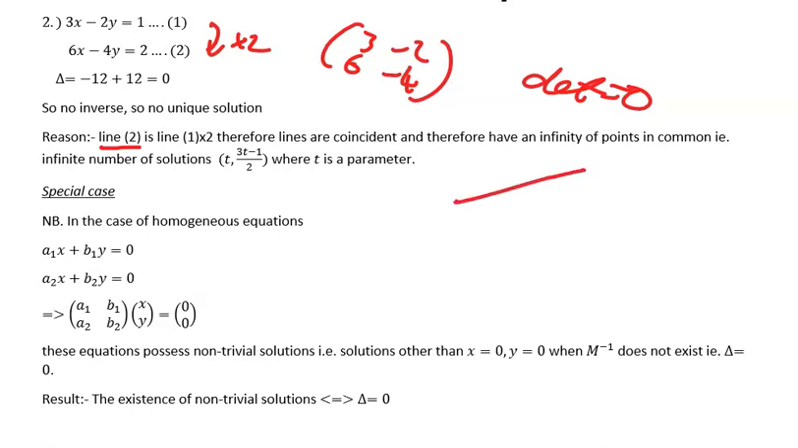So they are just the same line. It's not that there are no solutions. There's your line 1 and also your line 2, and they're in the same place. So there's actually an infinite amount of solutions all the way along this line.